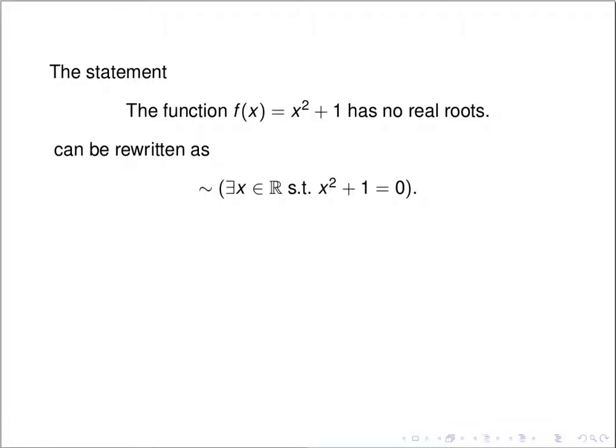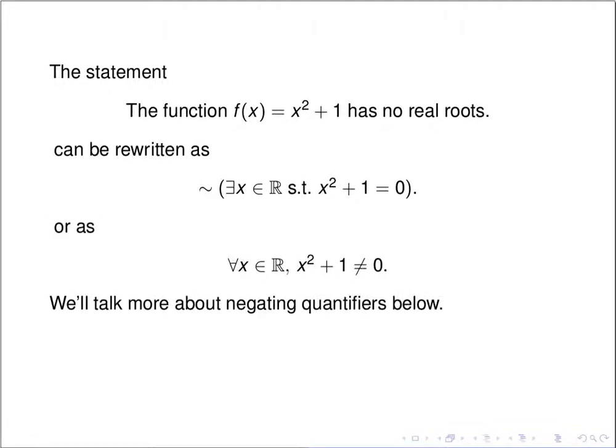Notice that this statement, it's not true that there exists a real number such that x squared plus 1 equals 0, is logically equivalent to, has the same meaning as at least, for all x in R, x squared plus 1 is not equal to 0. So this is an instance of negating quantifiers, which we're going to talk about below.